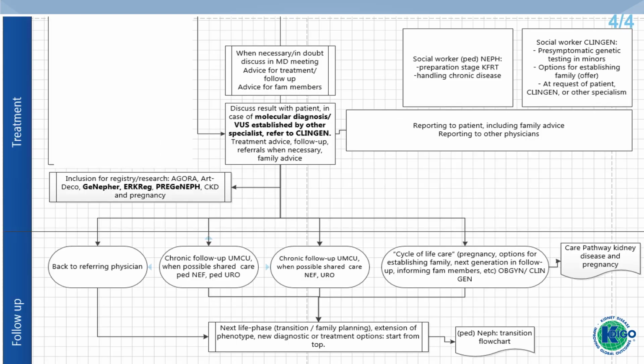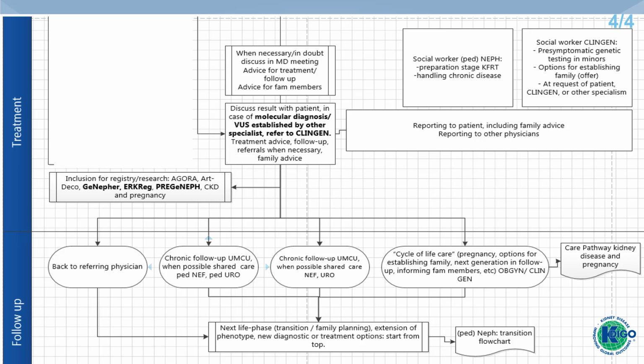So when necessary or in doubt, we discuss in our multidisciplinary meetings, which I have a separate slide for to show you. We do additional testing, either genetic or more specialty-based, and we give advice for family members. We discuss the result with the patient, and in case of a molecular diagnosis, or a diagnosis established by one of the other specialists, they always refer to the clinical geneticist for counseling on the finding.